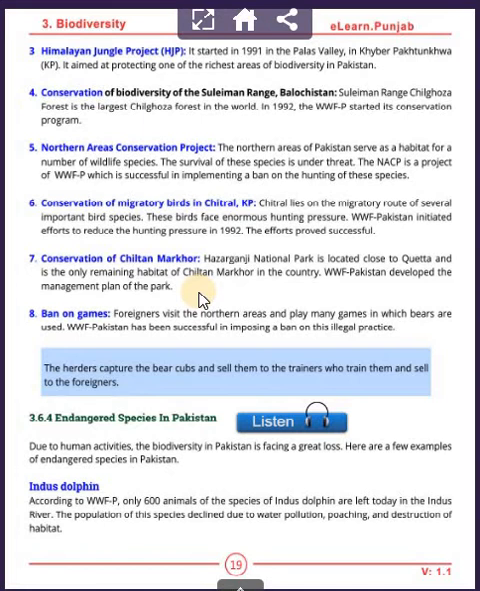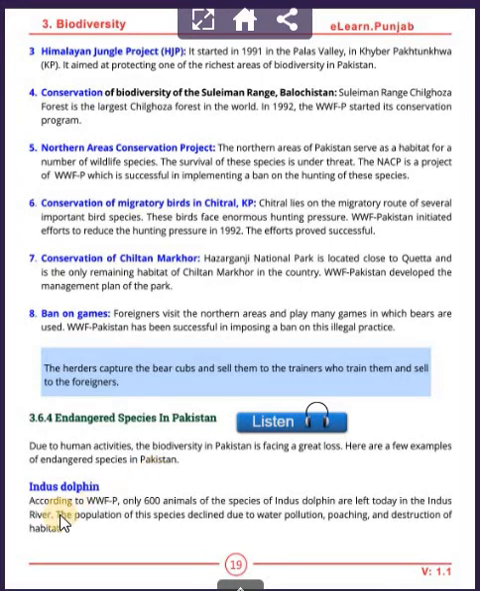It was in Hazarganji National Park, located in Quetta. WWF Pakistan also played a role in managing the plan of the park. Then the games in which animals are used were also banned, and it was considered an illegal practice. Now there are some endangered species in Pakistan.